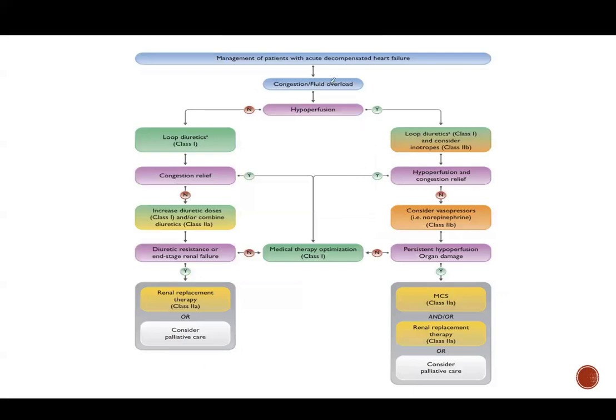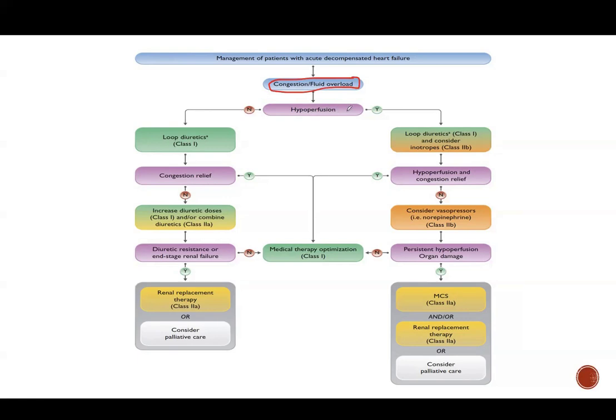So, management of a patient with acute decompensated heart failure. Suppose the patient has presented with acute decompensated heart failure. The first thing you have to see is whether the patient has any symptoms of congestion or fluid overload, whether it is there or not. Next, if the congestion is present, then you have to see whether there is hypoperfusion or not. Hypoperfusion is assessed by checking if there is decreased perfusion to any of the organs.